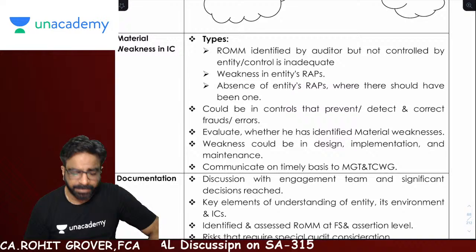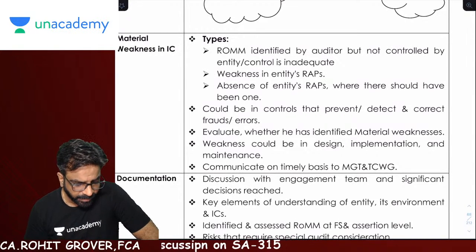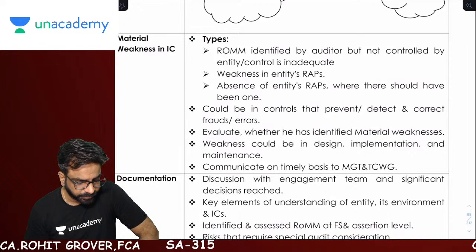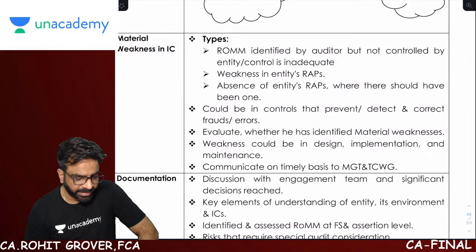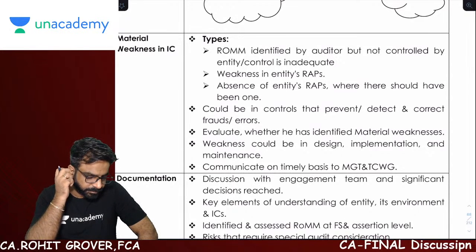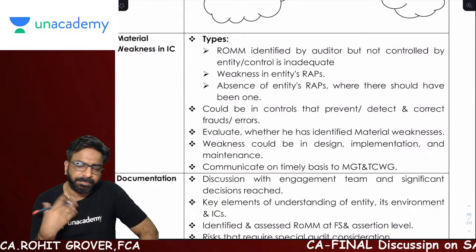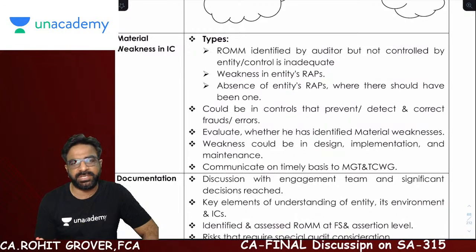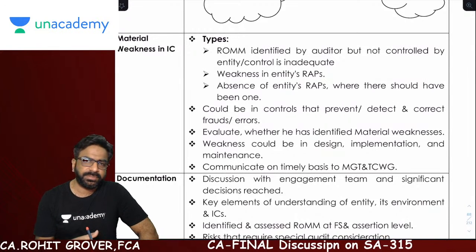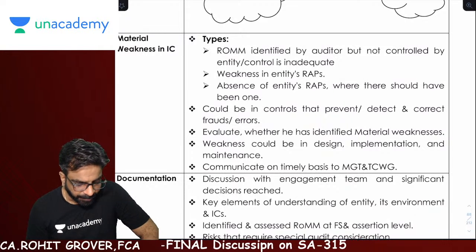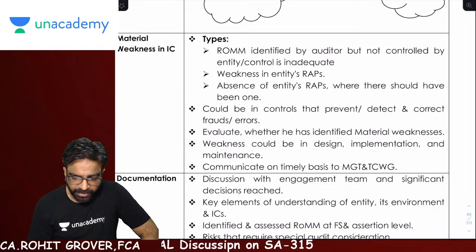Can you give me some examples of assertions, everyone? Correctness, completeness, accuracy, validity, existence, ownership, valuation, disclosures, occurrence. These all are known as what? Management assertions. Everyone, clear or not?